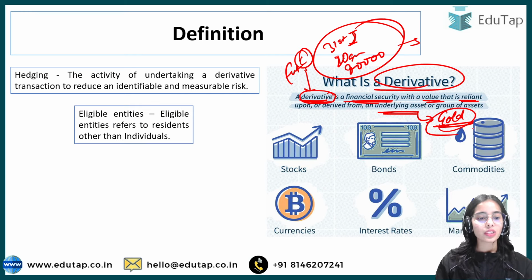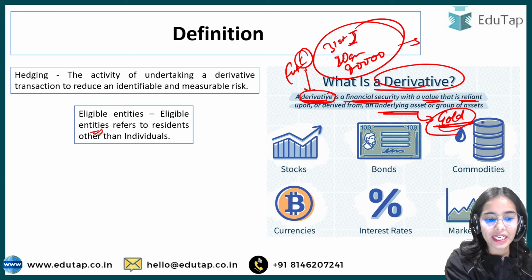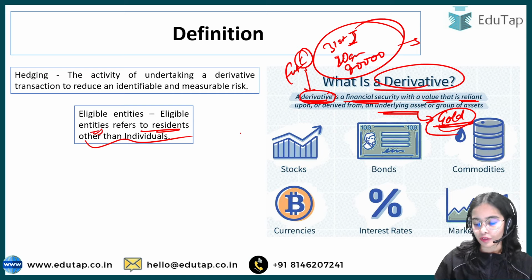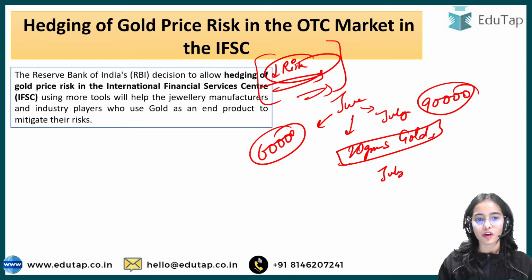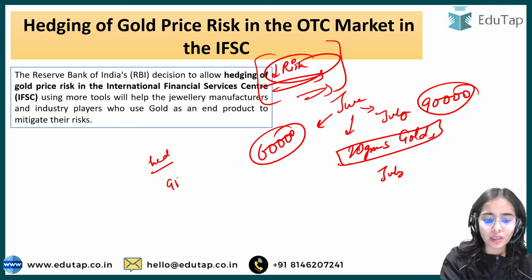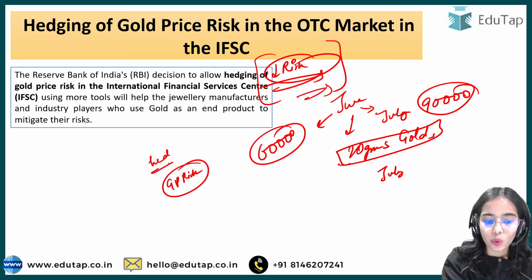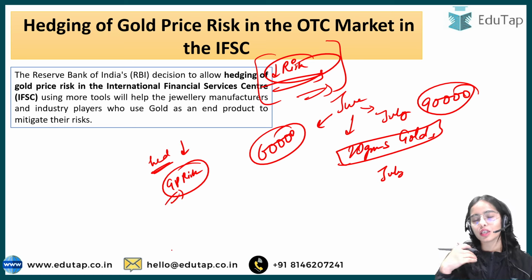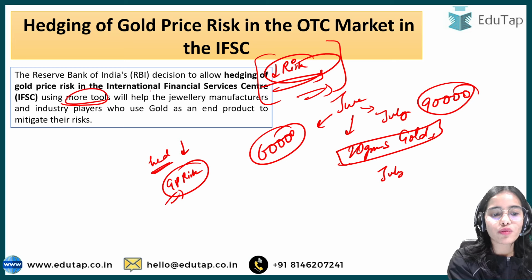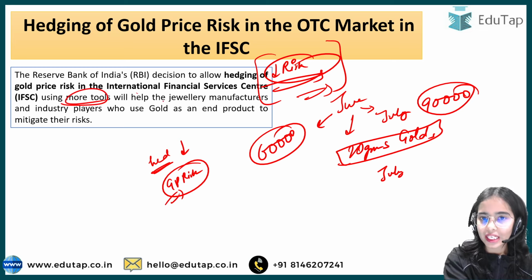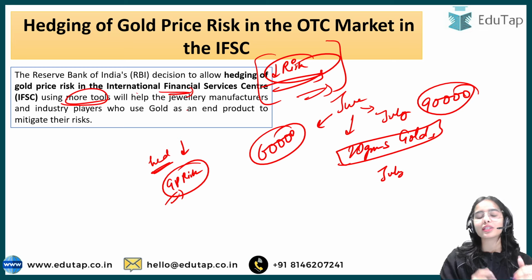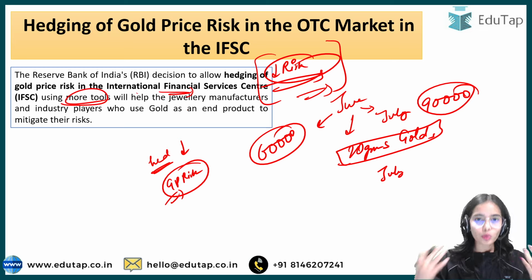The eligible entities that can do these kinds of derivatives refers to residents other than individuals. The Reserve Bank of India has taken the decision to allow the hedging of the gold price risk. Hedging the gold price risk means reducing the gold price risk, and you can do the hedging in the IFSC using more tools. Before also it was allowed to hedge the gold price risk in IFSC, but fewer tools were available at that time. Now more tools have been made available.